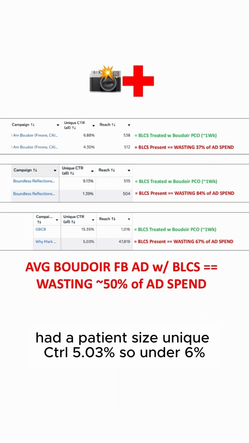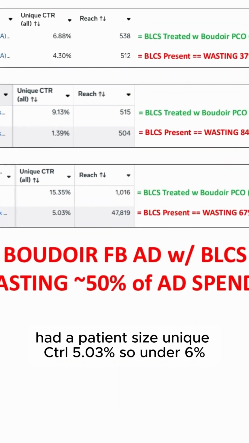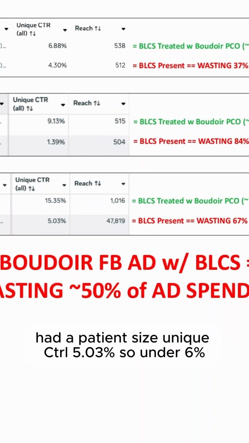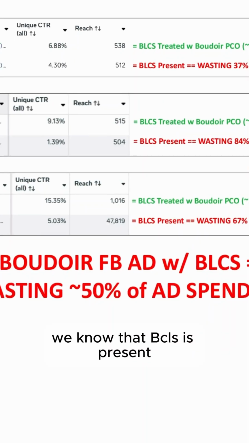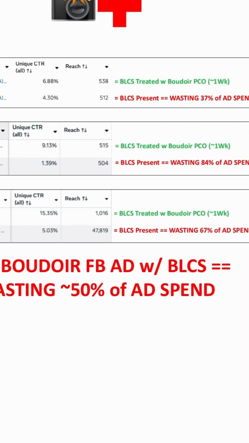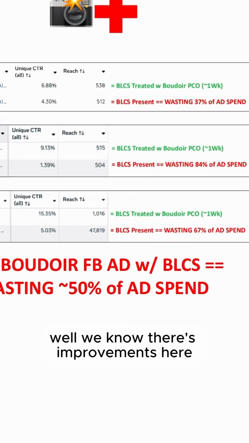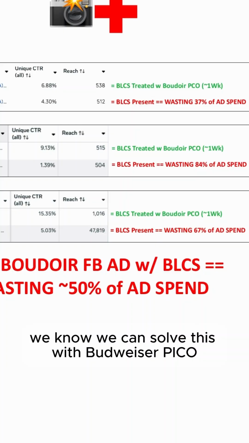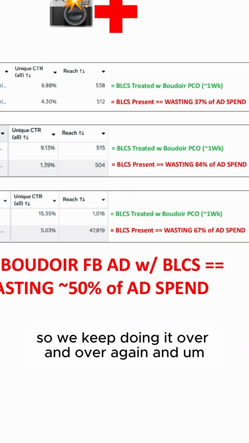Finally, we got the patient size unique CTR at 5.03%. So under 6%, we know that BLCS is present. So we know there's improvements here. We know we can solve this with Boudoir Pico. So we keep doing it over and over again.